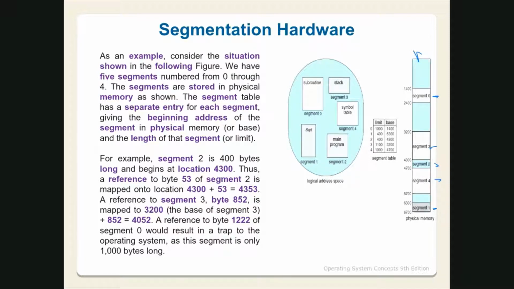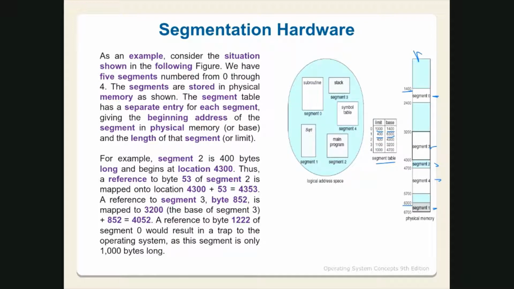Look into the segment table. The segment table contains limit and base. Limit means the length, the size of the segment, and base means the starting address. See, segment 0, the size is 1000 bytes maybe, and the starting address is 1400. Segment 0 starts at 1400. Okay, segment 1, size is 400, a very small segment, and the starting address is 6300.